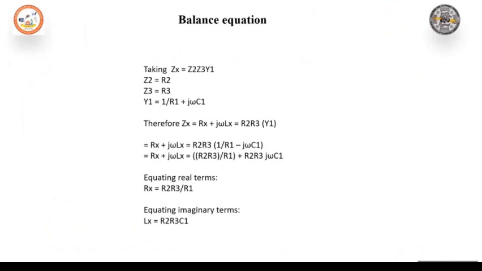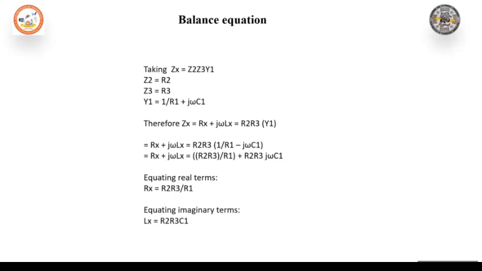Rx is equal to R2 into R3 by R1, whereas Lx is equal to R2 R3 into C1. You can see here how I got this. First I got Zx, then I simplified further and equated real and imaginary terms, and I got Rx and Lx. The resistances are expressed in ohms, inductances in henries, and capacitances in farads.